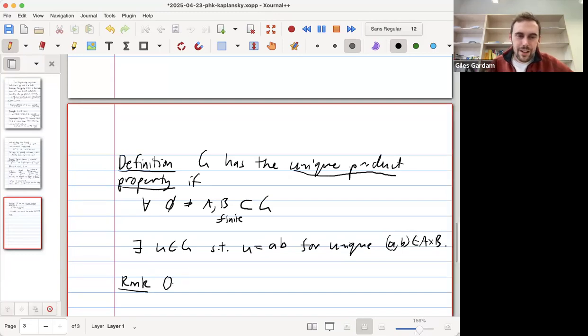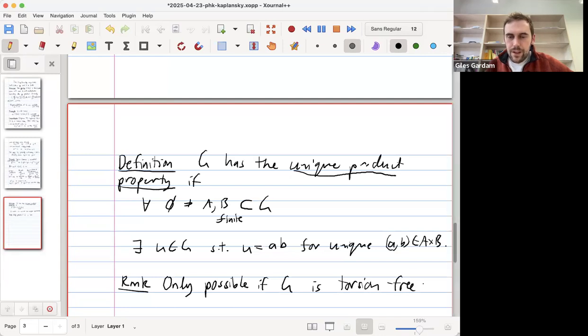So it's only possible if G is torsion-free. Right? Because if G is not torsion-free, then I can find some finite subgroup H that's non-trivial. For example, pick any torsion element and consider the cyclic subgroup it generates.